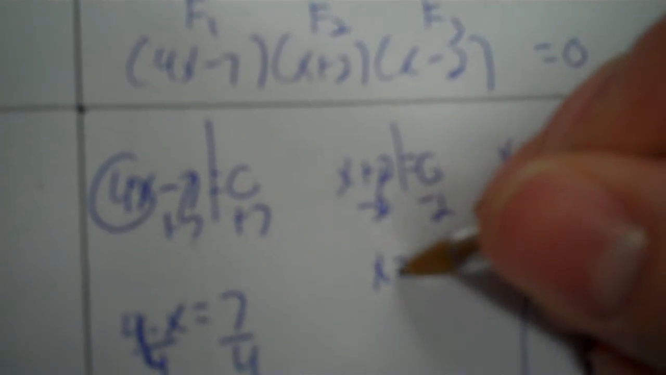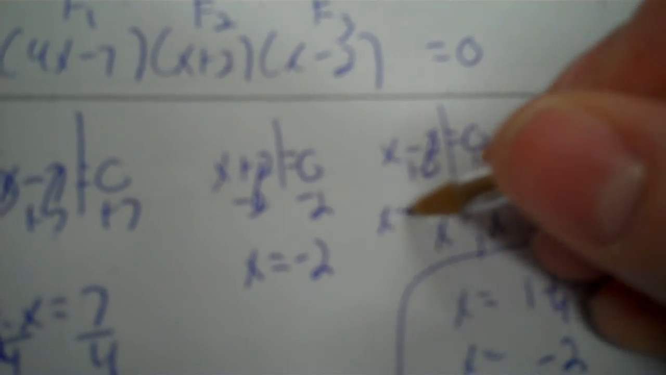Plus 7, it's going to be 7. 7 divided by 4 is 1.75. You can write that, or you can write it as a mixed number, 1 3/4. And minus 2, 0 minus 2 is negative 2. Over here, plus 2, x equals 2.